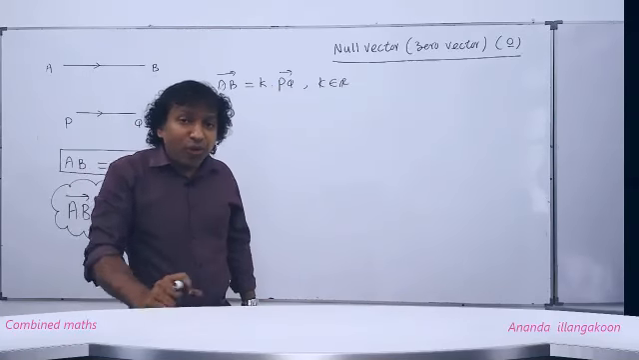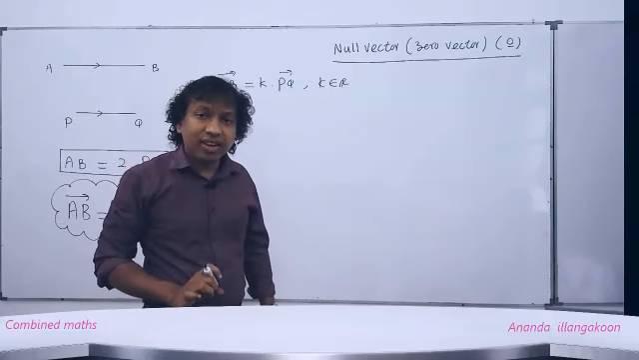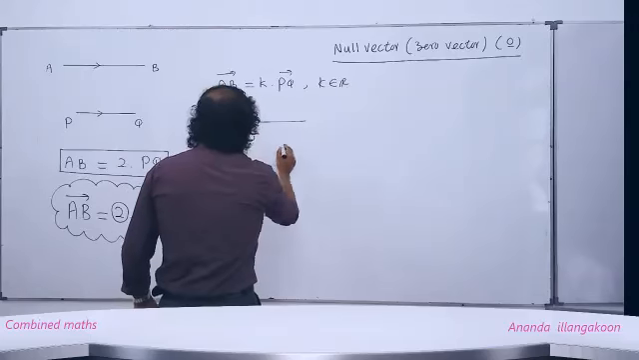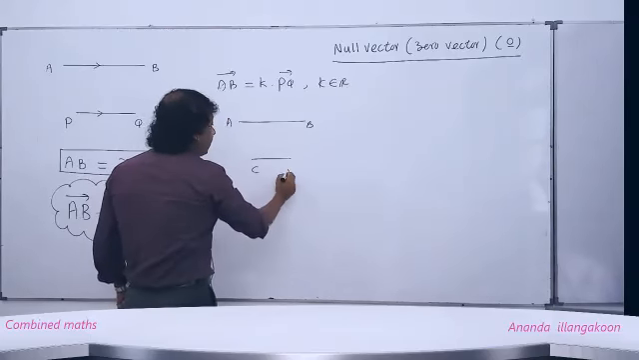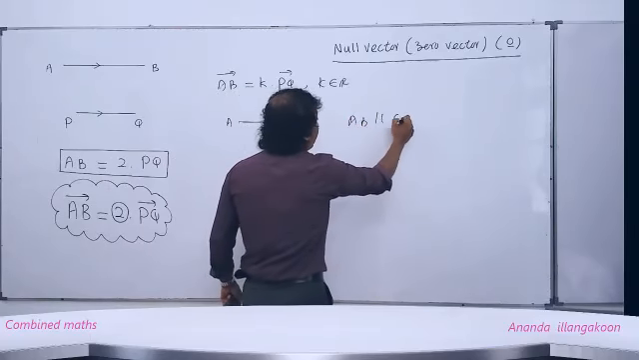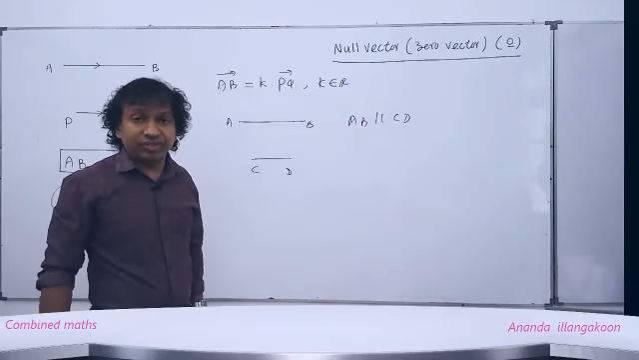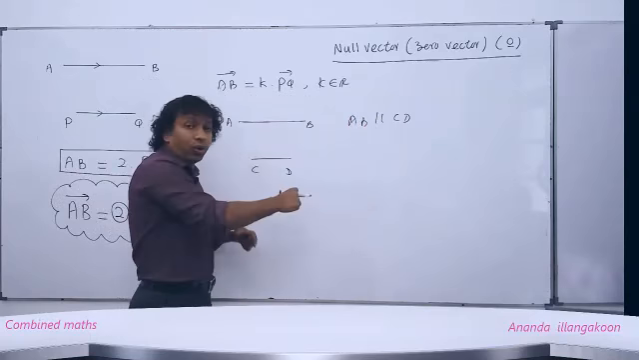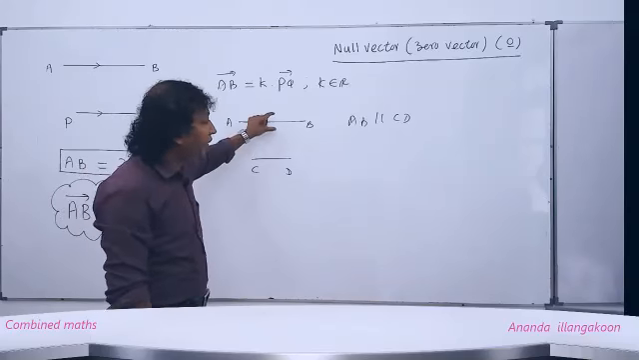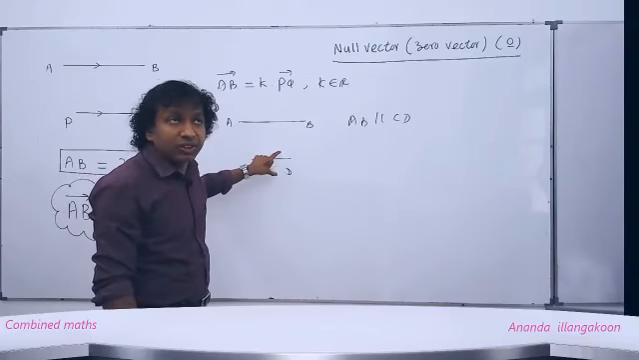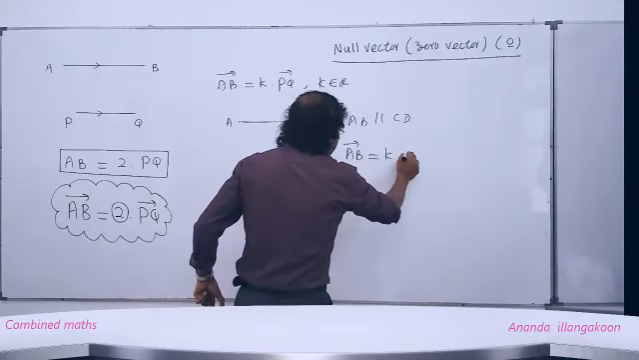So whenever you see two parallel lines, suppose we have this. The only thing we are given is that AB and CD are parallel. The directed direction is not given. Sometimes the directed directions may be the same, or sometimes they may be opposite. Even so, if we are given that these two line segments are parallel, then we can write AB vector is equal to K times CD vector.